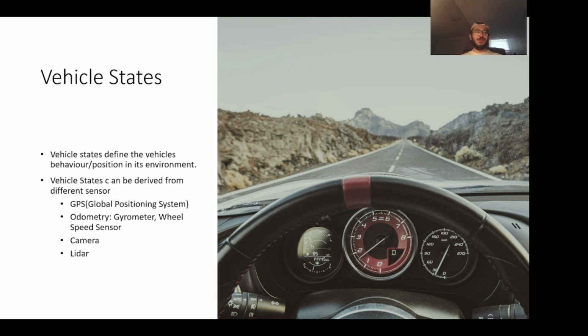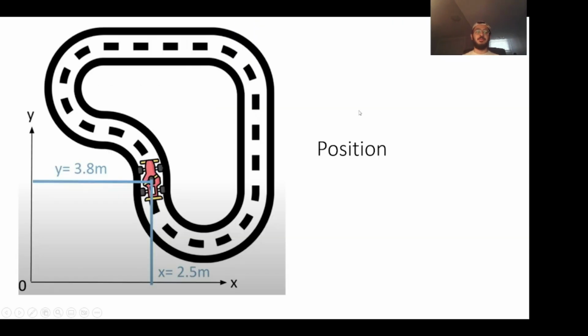I have learned all of these in class. GPS for mapping, odometer for speeds, gyrometer for speeds, camera for detecting anything in front, and LiDAR for creating a map. And next thing is position. What is position state? Position is a coordinate vector. What does a vector mean? Vector means it has a direction as well as some value.